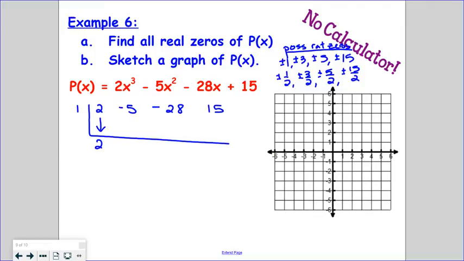Okay? So 1 times 2 is 2. That'd be -3. And I can see that this one right now is not heading in the right direction. That's not going to equal 0. So I erase. Try something else. -1. -1 times 2 is -2. -7, 7, -21. Okay, not equaling 0 again. So I keep going down my possible rational zeros list.